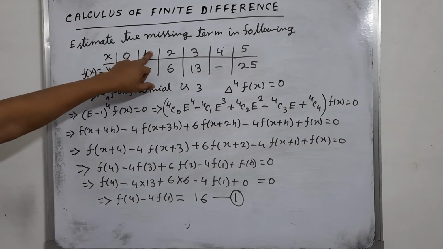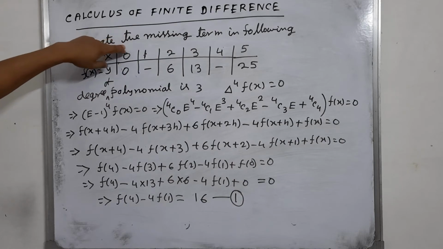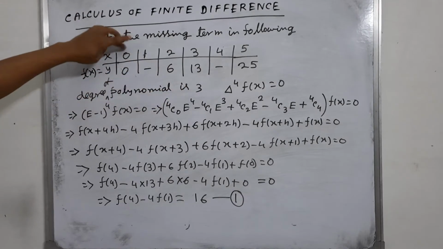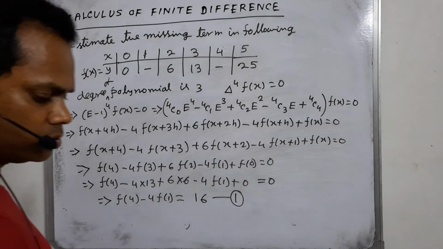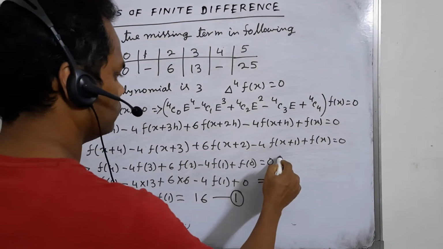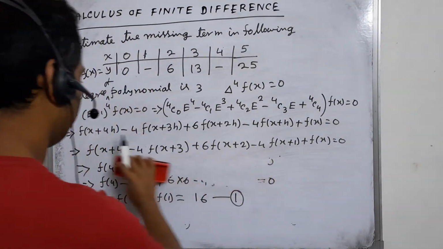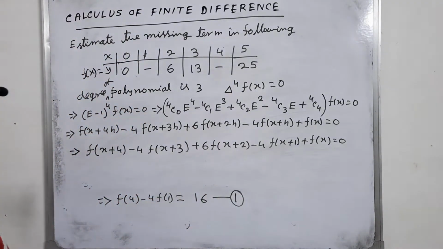For two unknowns we have to put the first two values. For one unknown we have to put only the first value. In the previous one we put only the first value, but here there are two unknowns, so we put both the first and second. In this equation we put x equal to 1.